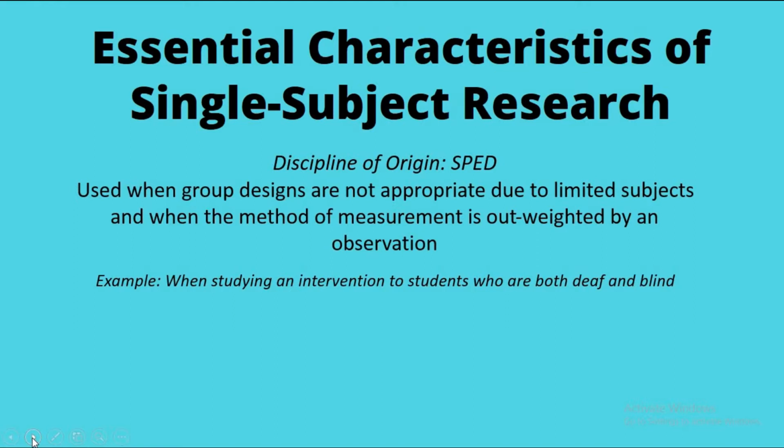So for example, when you wish to study an intervention for students who are both deaf and blind, it's very difficult to look for a case wherein an individual is deaf and at the same time blind, particularly if you are putting this into a level of teaching and learning process, and how the specific intervention would actually impact student performance, particularly those who are specially abled for that matter.